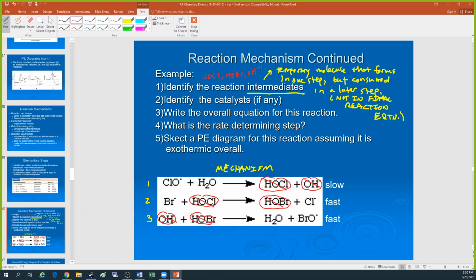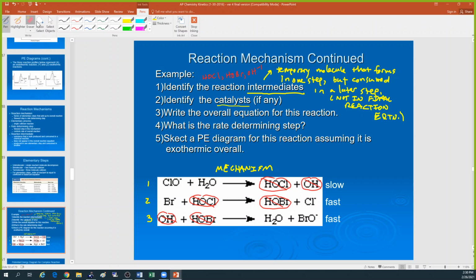Now there's one that looks like it kind of works, but it doesn't. Do you know which one I'm referring to? Water. Yeah. Why does water not fit this definition? Because it wasn't created in the first step. It was already there, right? It was already present from the beginning.